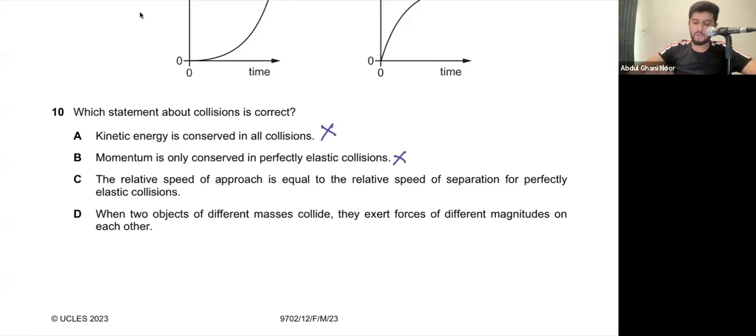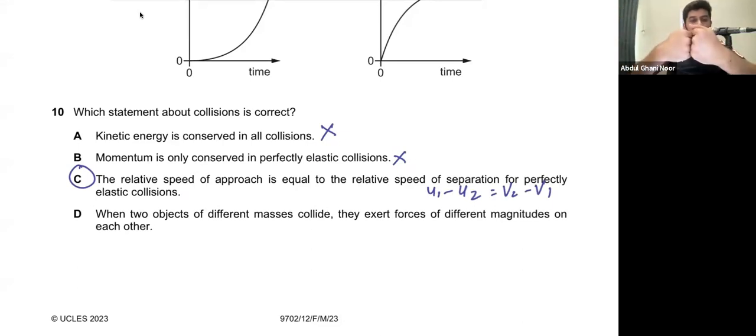The relative speed of approach is equal to the relative speed of separation for perfectly elastic collision. Yes. U1 minus U2 is equal to V2 minus V1 for perfectly elastic collision. When two objects of different masses collide, they exert forces of different magnitudes on each other. No, irrespective of the mass of the object, when two objects collide, according to Newton's third law, the forces are equal and opposite. So C is the correct answer.